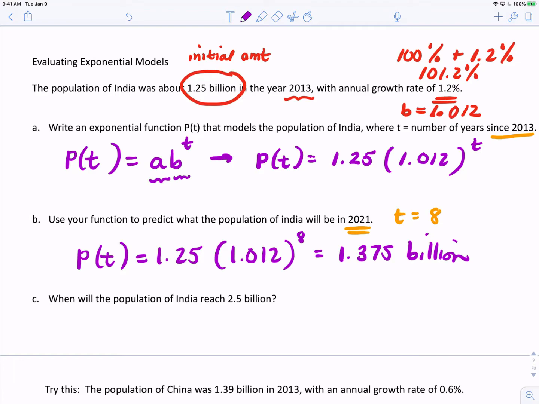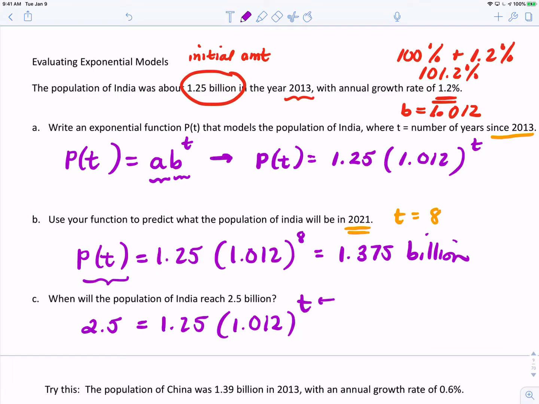When will the population of India reach 2.5 billion? So we want the final population to be 2.5 billion. Now we can set up that equation quite easily. 2.5 is equal to 1.25 times 1.012 to the t power. And what we're looking for is what's t? When will that happen?